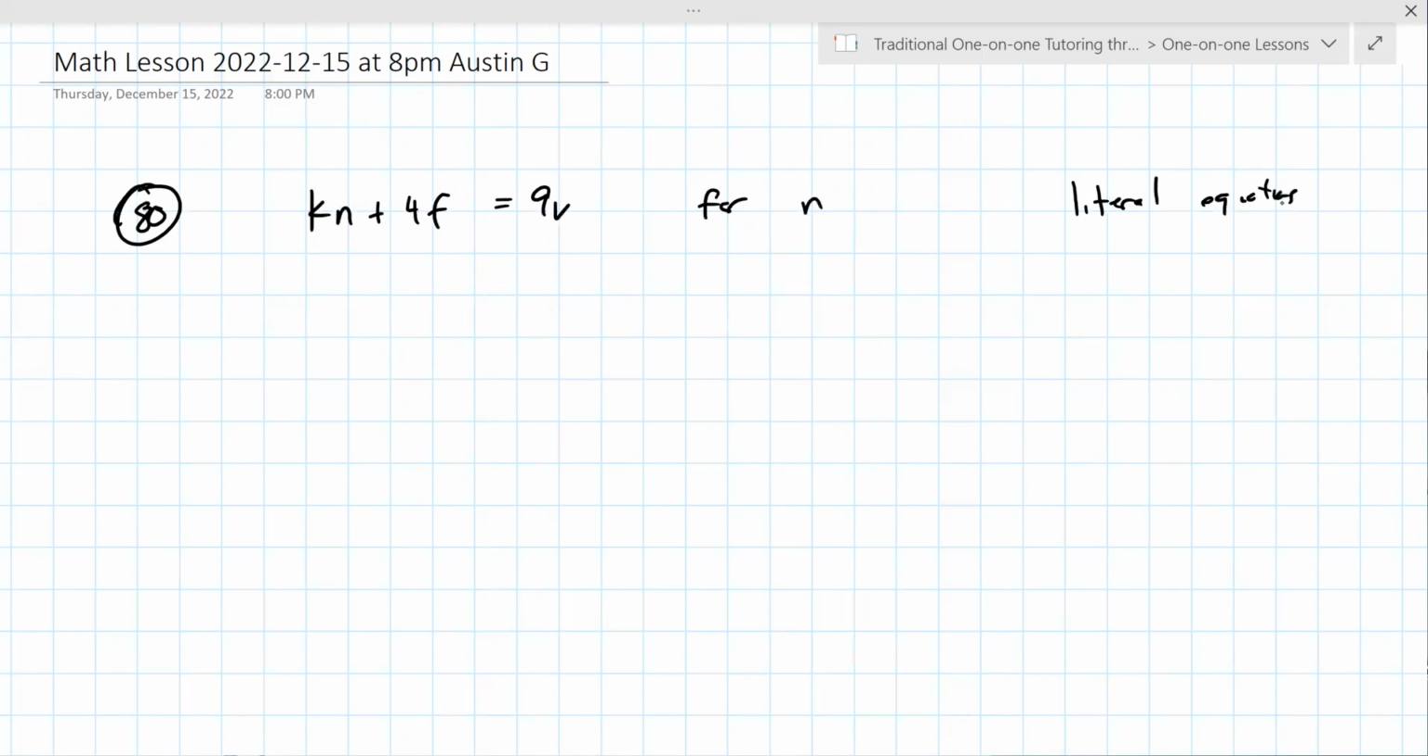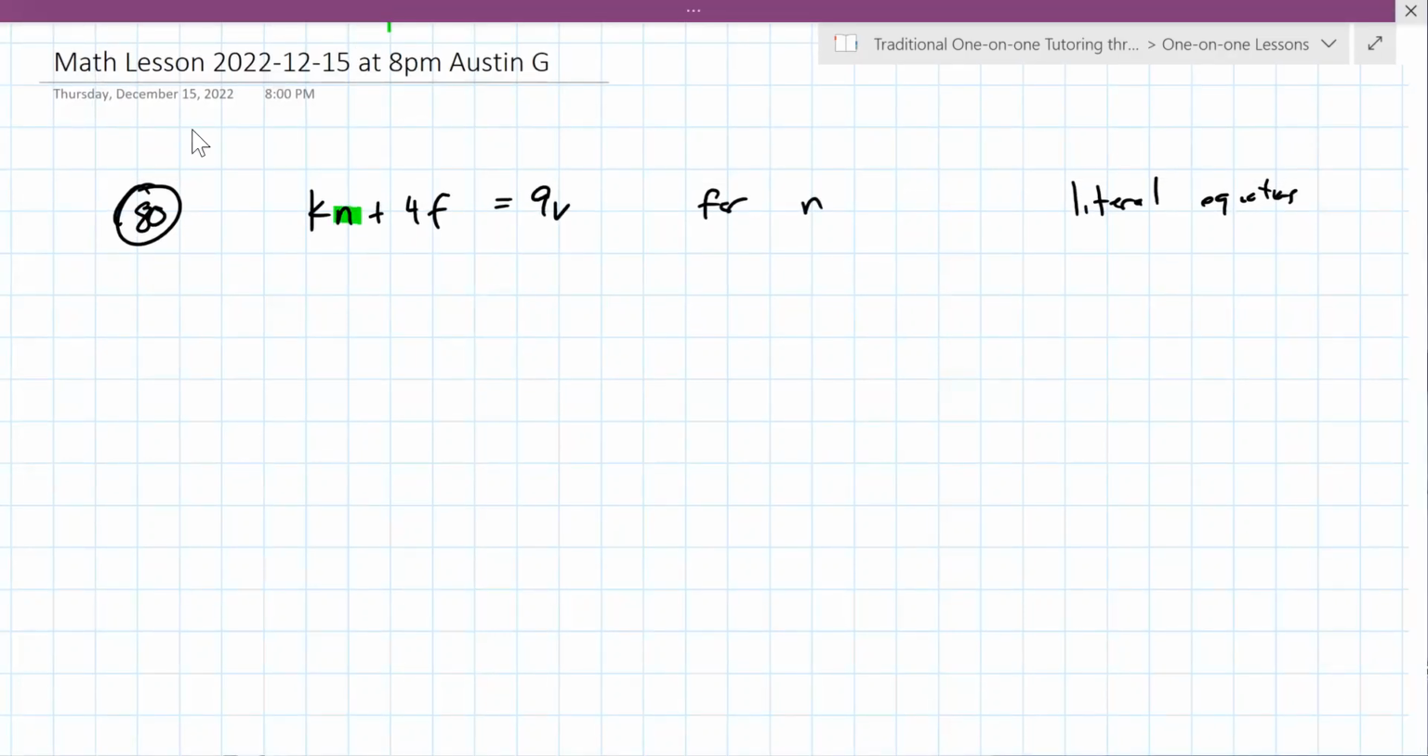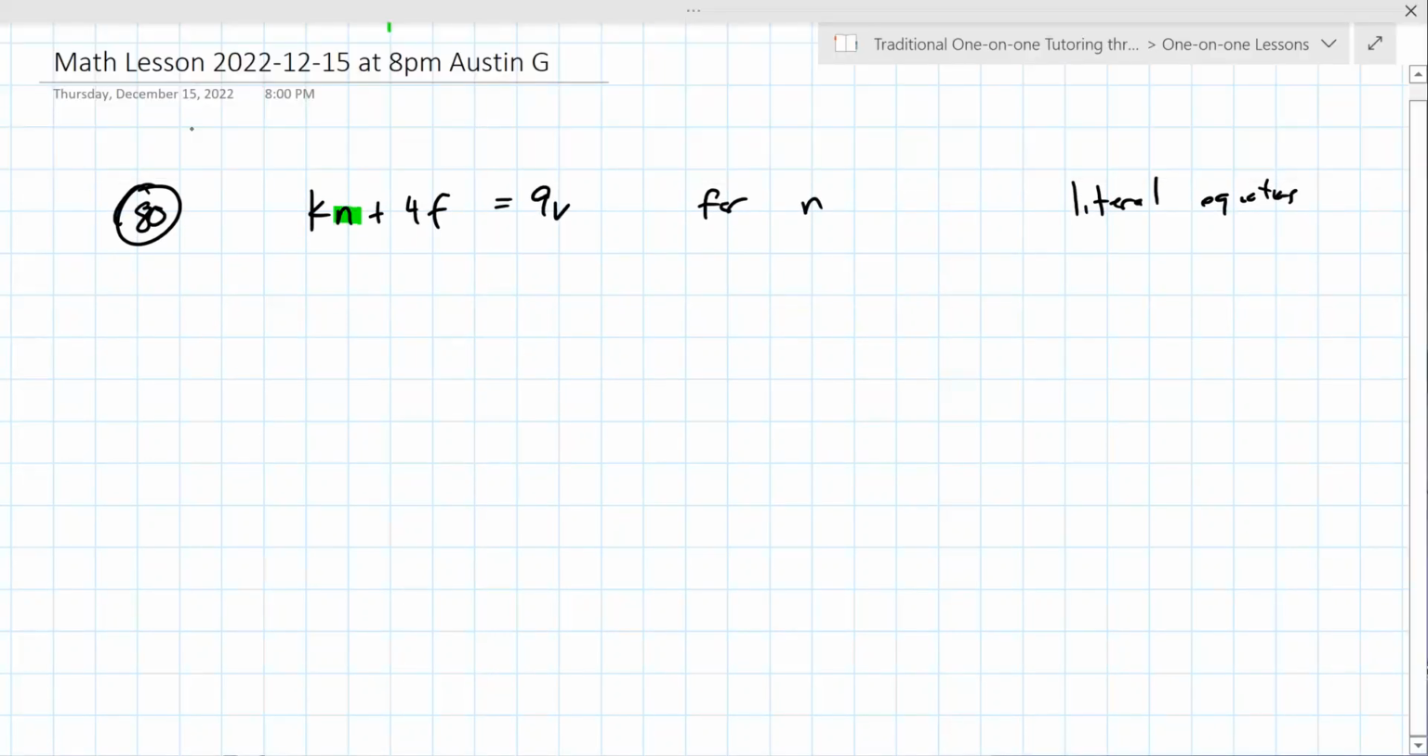So you identify n, and sometimes it's good to highlight it or circle it or do something to know what you're solving for. And you almost make a list here. You can do it off to the side. You can say, what's keeping n from being alone? Well, it's being multiplied by k, and then 4f is being added to it.